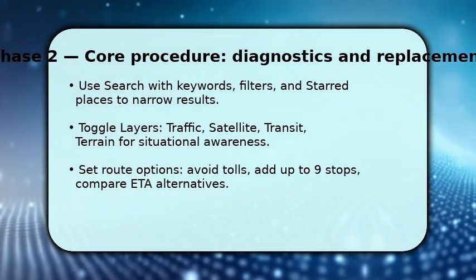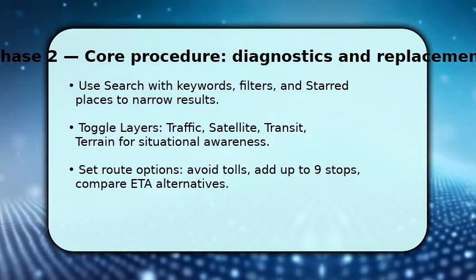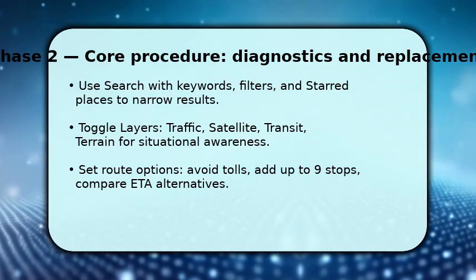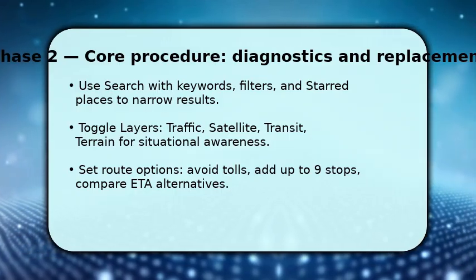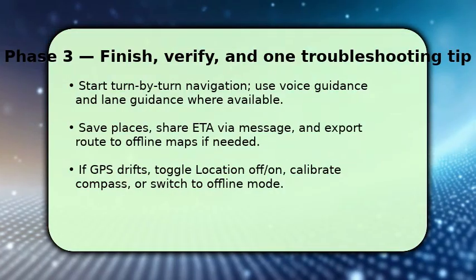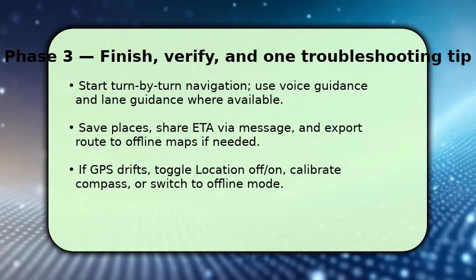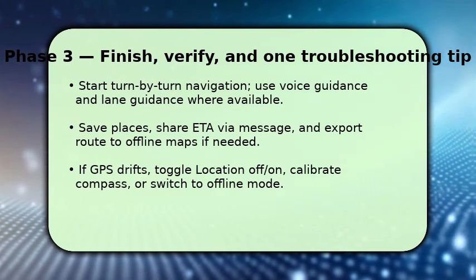Tap route options to avoid tolls or highways, add up to 9 stops for multi-stop trips, and swipe alternative routes to compare ETA. Make sure to preview turn lists so you know tricky maneuvers before you arrive. You finish by starting turn-by-turn navigation and following voice and lane guidance. This keeps your eyes up and reduces missed turns.